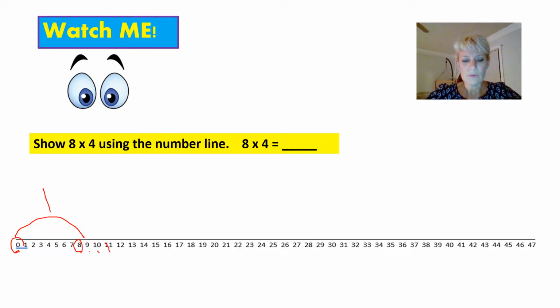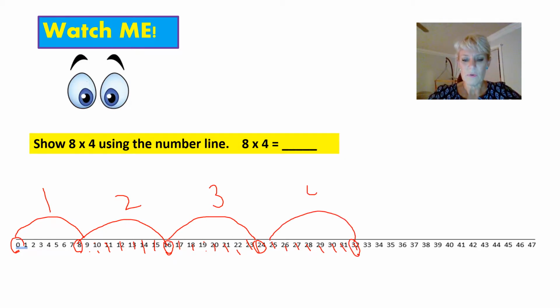1, 2, 3, 4, 5, 6, 7, 8. That gives me jump number 2. And then 1, 2, 3, 4, 5, 6, 7, 8. That gives me jump number 3. And 1, 2, 3, 4, 5, 6, 7, 8. That gives me jump number 4. I am jumping this way, and my answer is going to be this right here, which is 32.